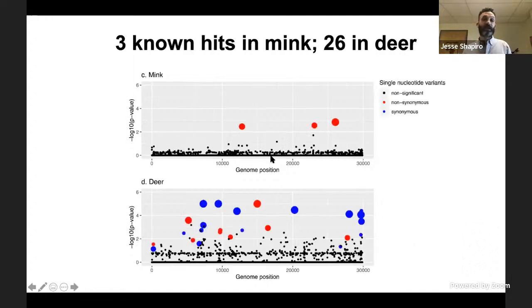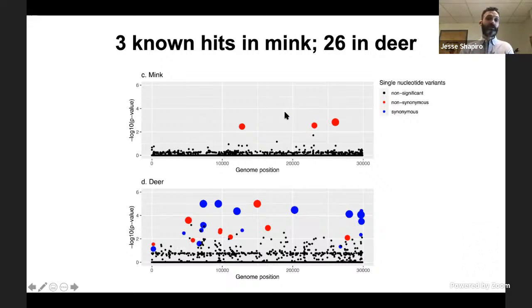In mink and deer, we do get some nice hits. Maybe not like a Manhattan skyline, but some significant hits that are genome-wide significant after correcting for multiple hypothesis testing. You can see in mink, we've got 3 hits. These are all non-synonymous mutations, one of which occurs in the spike, 2 of which do not, but that have been previously documented in other studies.